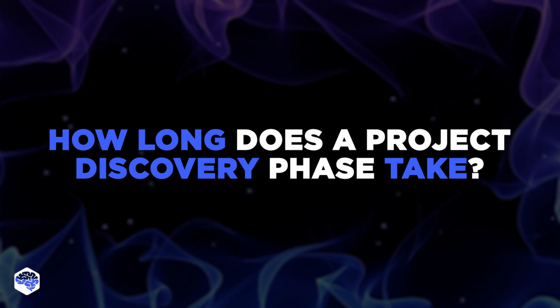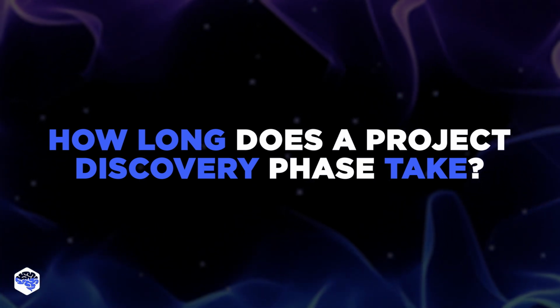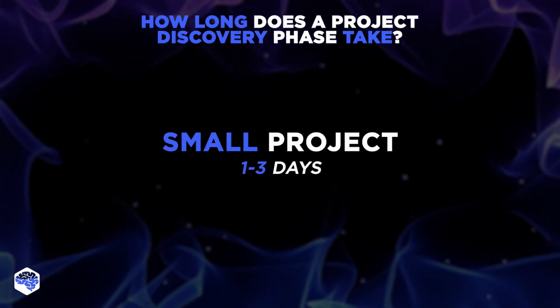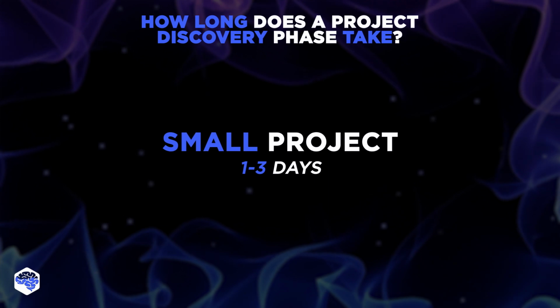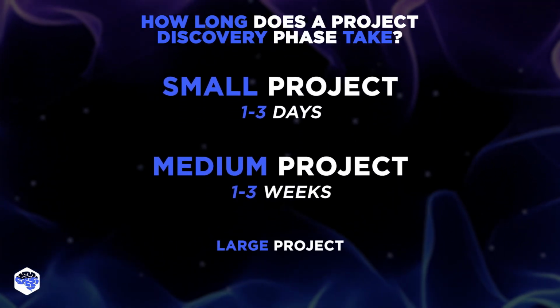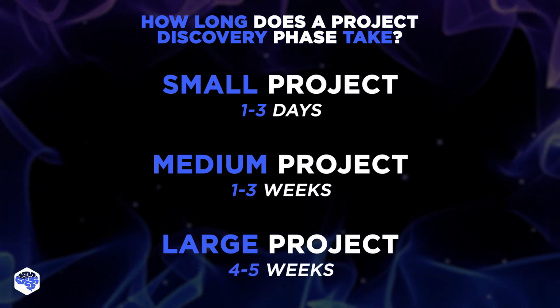The discovery phase depends on the project's complexity and the amount of work. However, according to Jelvix team's experience, the average time required for a small project is from 1 to 3 days. The average time required for a middle-sized project is from 1 to 3 weeks, and a large project takes at least 4 to 5 weeks or more.